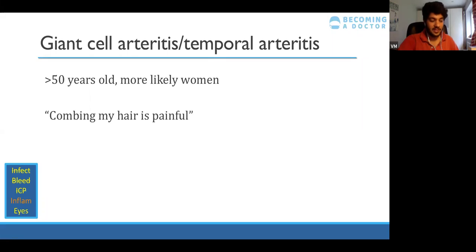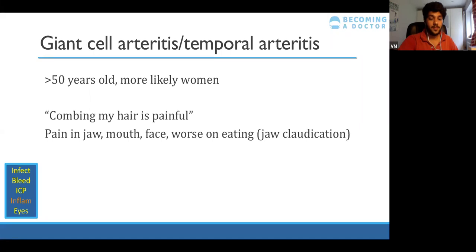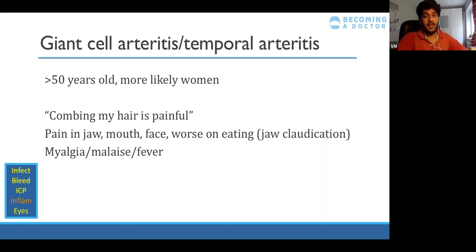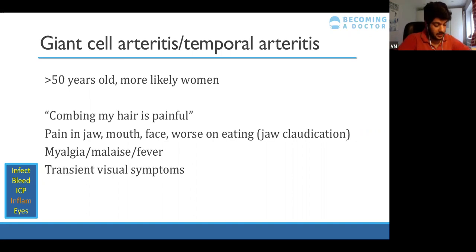And it's an inflammatory condition. It's an inflammation of the temporal artery. And they have a headache, they have scalp tenderness, and they have jaw claudication, which means that they have pain in their jaw and the mouth, and they typically say it's really difficult to eat, it's quite painful. They might also have other systemic features like myalgia, malaise, and fever. And if the condition has progressed slightly more, they might have transient visual symptoms. So they might have some blurring in their vision, or they might even lose some of their vision.